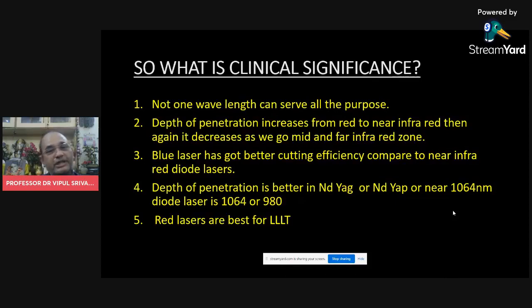Depth of penetration increases from red to near infrared, as I've just mentioned, then again decreases as we go to the mid and far infrared zone. Blue laser light has better cutting efficiency compared to near infrared diode laser. These are from my review. Depth of penetration is better in Nd:YAG, Nd:YAP, or near 1064 nanometer diode laser, or 980, compared to 810 or 450. Similarly, red lasers are best for low level laser therapy.